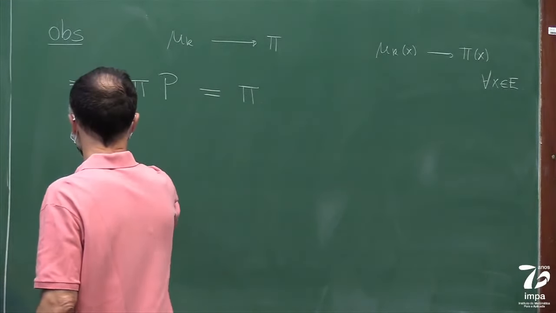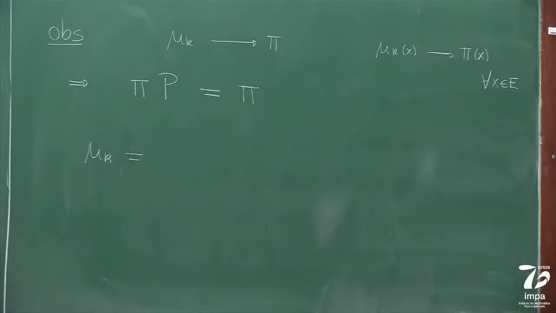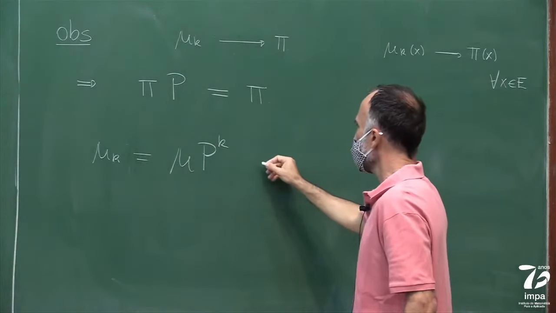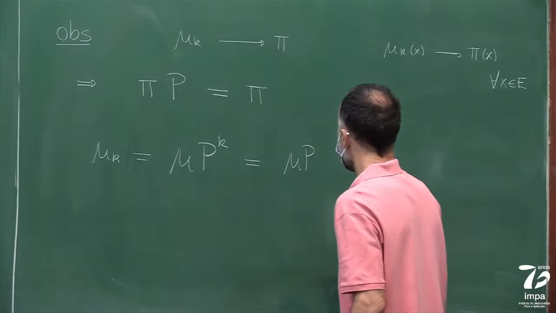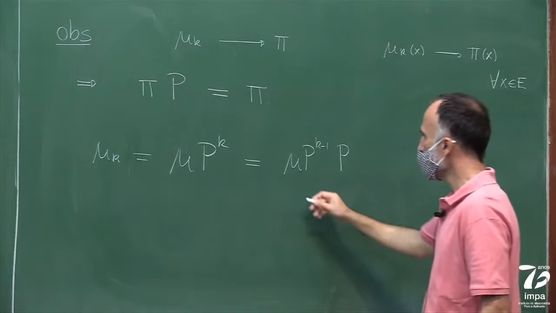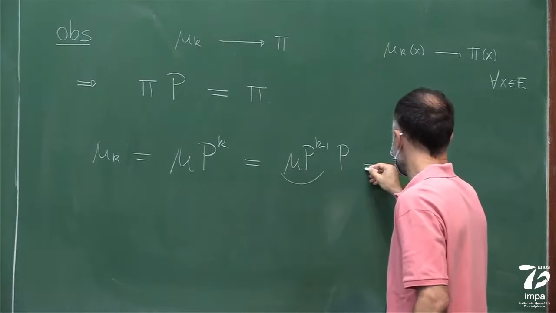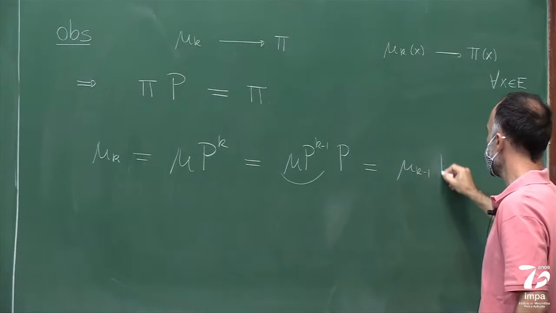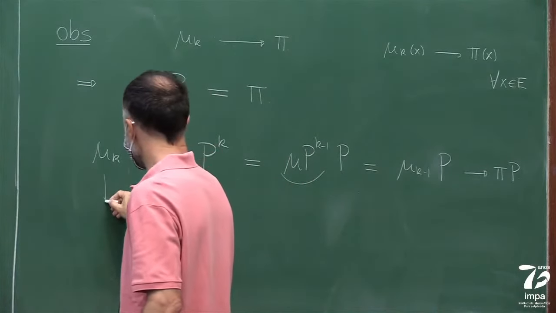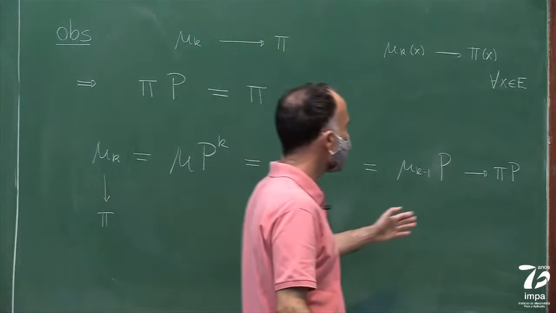Suppose that mu k converge to pi. Mu k, it's equal by this representation to mu p^k. But I can write this as mu p^(k-1) p. All right? This is clear. Now, mu p^(k-1) as k converges to infinity, well, this is mu k minus 1 p. Mu k, it's converging to pi. So this is converging to pi p, while this one, it's converging to pi. Okay? So you got this relation that pi, it's equal to pi p.